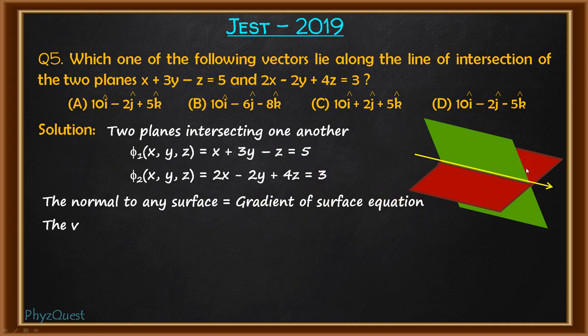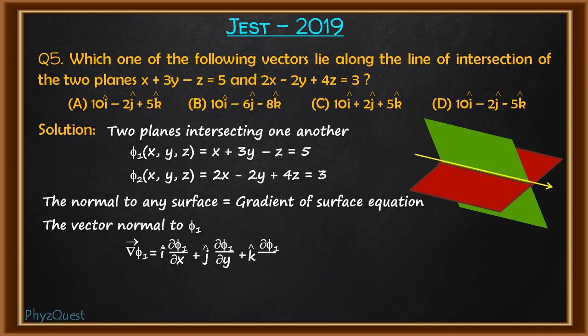So for that, the vector normal to phi 1, that is the first surface, will be the gradient of phi 1, which is equal to i cap del phi 1 by del x plus j cap del phi 1 by del y plus k cap del phi 1 by del z. If you put in the expression and solve it, this will be equal to i cap plus 3j cap minus k cap.